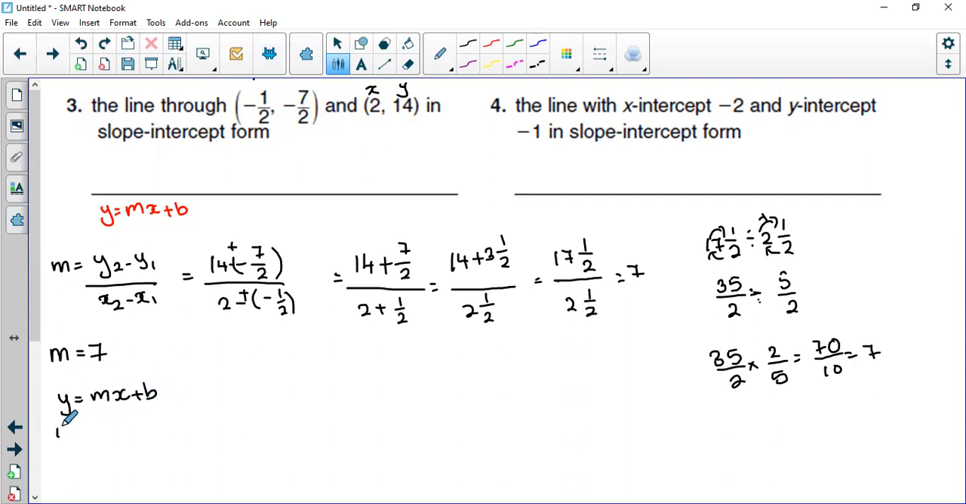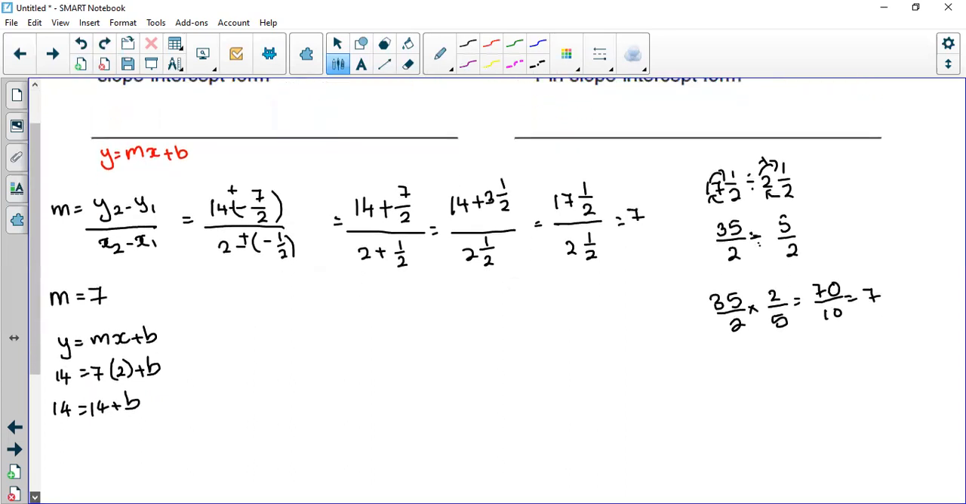So y is 14 equals 7. We found the slope to be 7. 14 plus b, which means 14 equals 14 plus b. And then the value of b is of course going to be a 0. Right? We did all this to get the answer of 0 for the y-intercept. Okay, now that we have the slope, we have the y-intercept, we can write the equation in slope-intercept form.